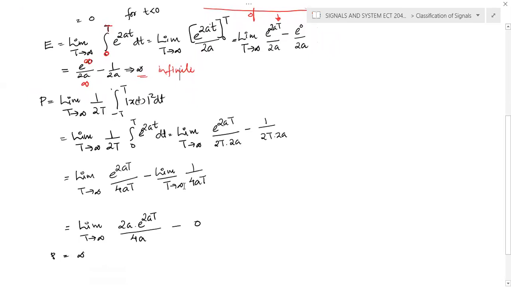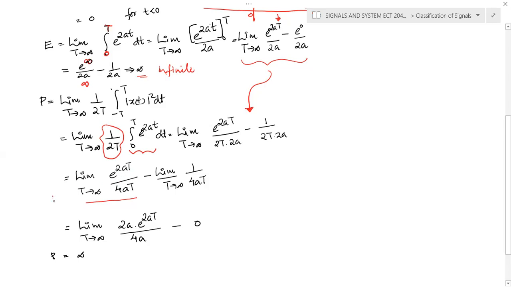Now we can calculate the power also. In the case of power, we know that this portion we already calculated. Okay, so we can substitute this particular equation here, because it is the same integration equation, and an extra term, that is 1 by 2t. So I need to multiply with 1 by 2t. So if you multiply with 1 by 2t here, the equation becomes limit t tending to infinity, e raised to 2at by 4at. And here we need to apply the L'Hospital rule to simplify the limit.